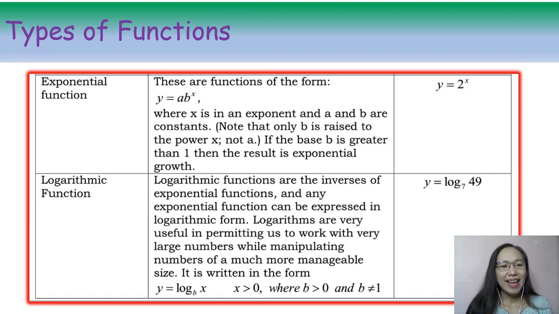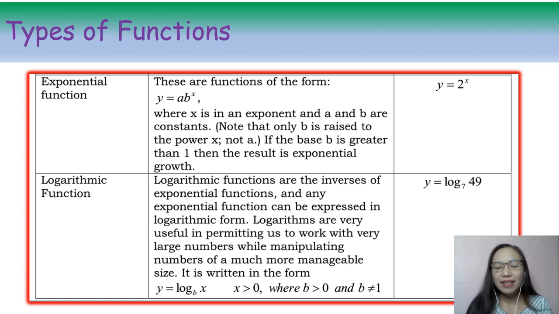Okay. And then we still have other examples of functions here, or types of functions. We have exponential functions. These are functions of the form y is equal to a, b raised to x, where x is in an exponent, and a and b are constants. Note that only b is raised to the power of x and not a. If the base b is greater than 1, then the result is exponential growth.